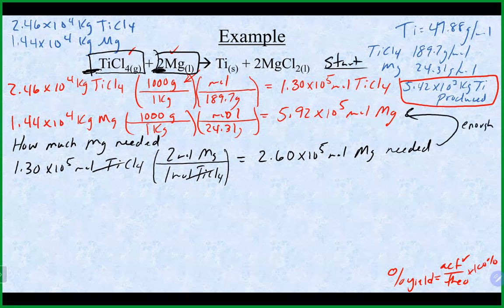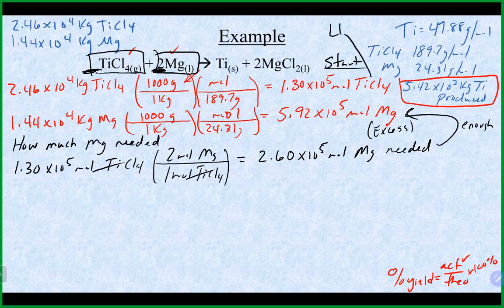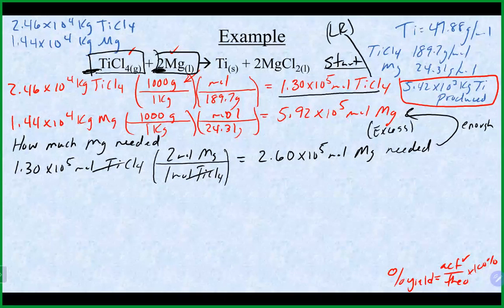Because I have enough, that would mean the magnesium is our excess reagent, and the TiCl4 is our limiting reagent in this case. Once again, we need to determine the limiting reagent because that determines how much product we make, which is what we're ultimately after. So we take the starting amount of our limiting reagent and now actually do the calculation to figure out our theoretical yield.